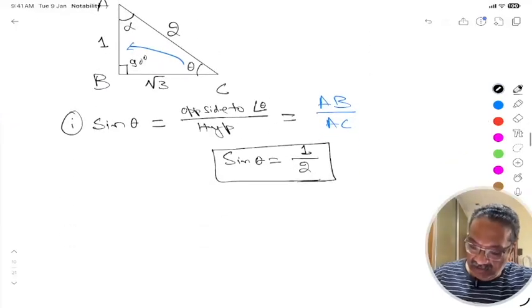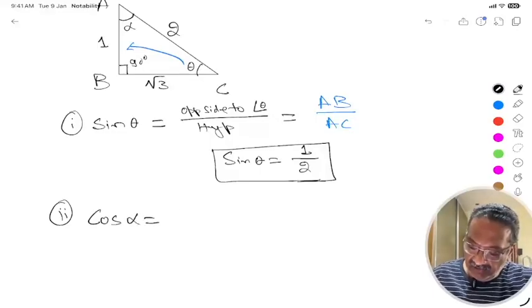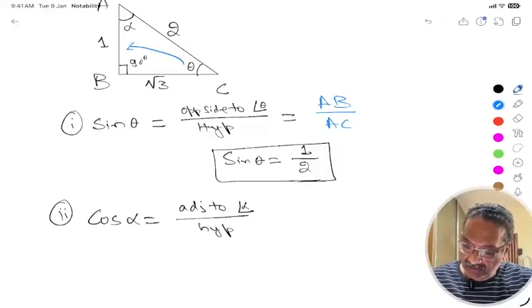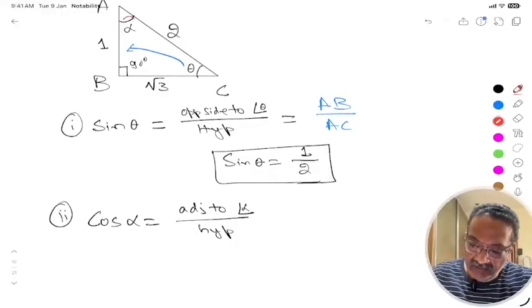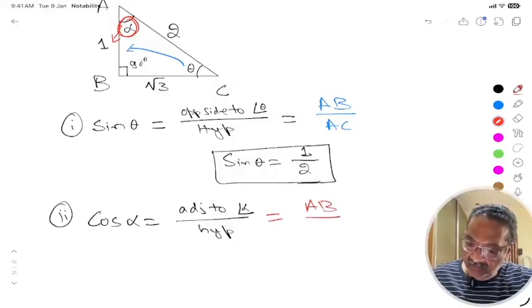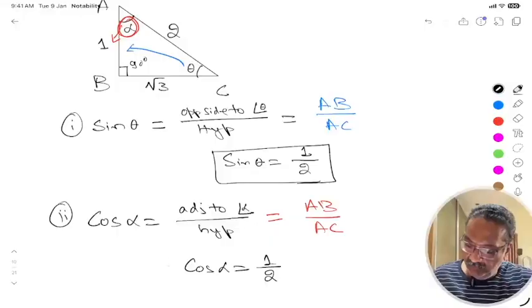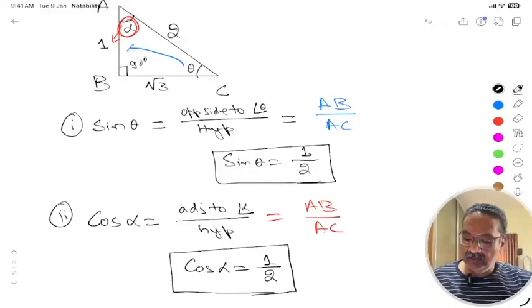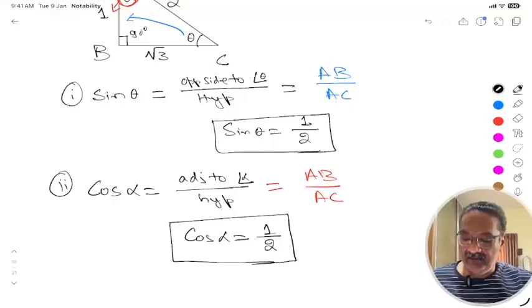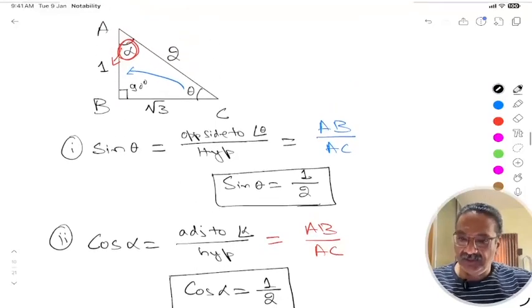Next, they have asked cos alpha. The second thing they have asked is cos of alpha. What is cos alpha? Adjacent to angle alpha divided by hypotenuse. Okay, now what is adjacent to angle alpha? Alpha is here, and its adjacent is AB. So this is equal to AB by AC, so cos alpha is also equal to 1 by 2. Alright, so in this case alpha is equal to 60 degrees. Alright, okay, so this is the first question.